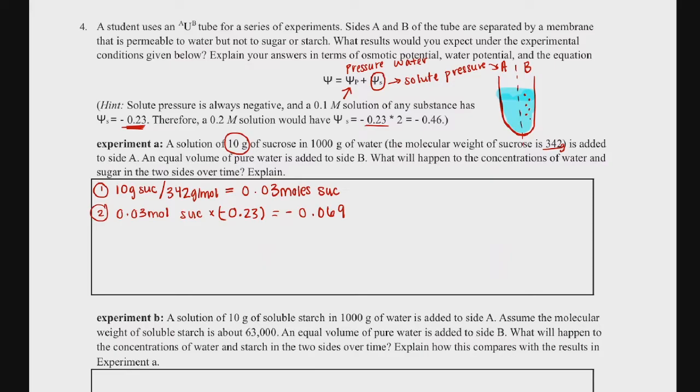Water pressure on the other side of the tube, there was no water added, so we would say that the value of water pressure is equal to zero, and we obtained our solute pressure from here. And so the overall is just that 0.069. So we can see that our pressure is negative, which means that water will flow from side A to side B.